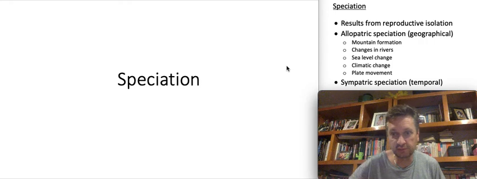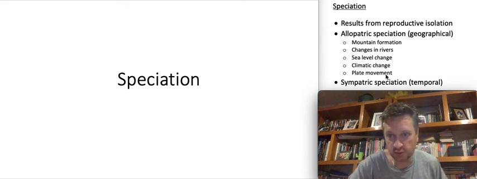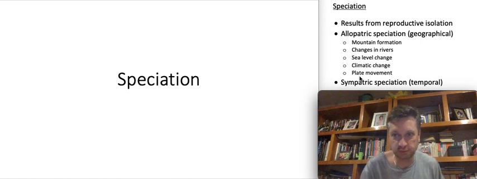It could be the formation of mountains that split populations, creation or changes in rivers that separate populations, sea level change, climate change, or plate movement, movement of tectonic plates around the planet. The syllabus asks you to consider this quite specially, plate movement and the effect it has on speciation.